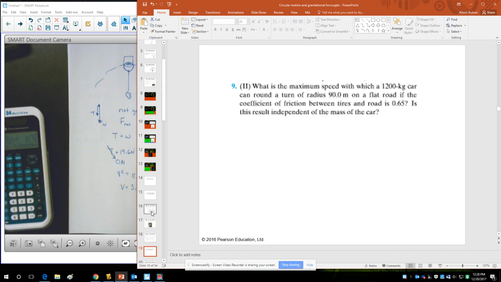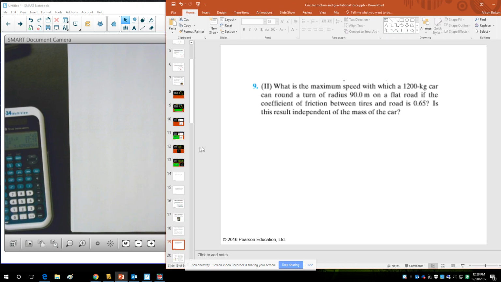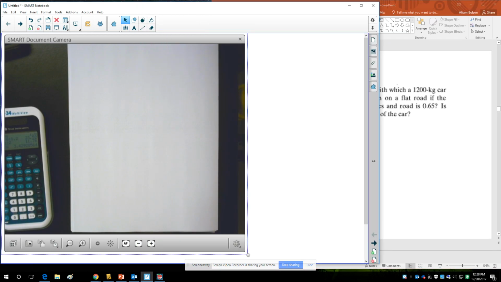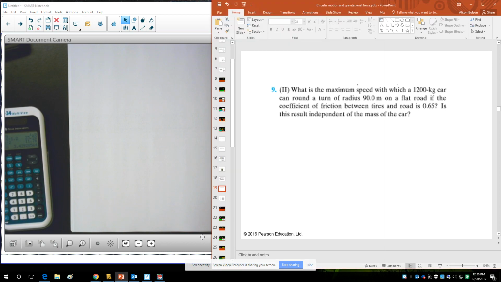So now we have another computational question, and this one's about cars on roads. So again, I'll try to minimize this, maximize this. Oh, didn't work. Wait a minute, where did I go here? I just need to make this a little smaller.